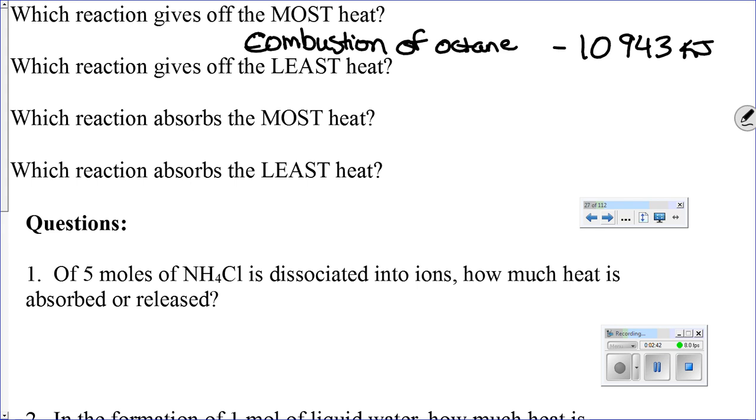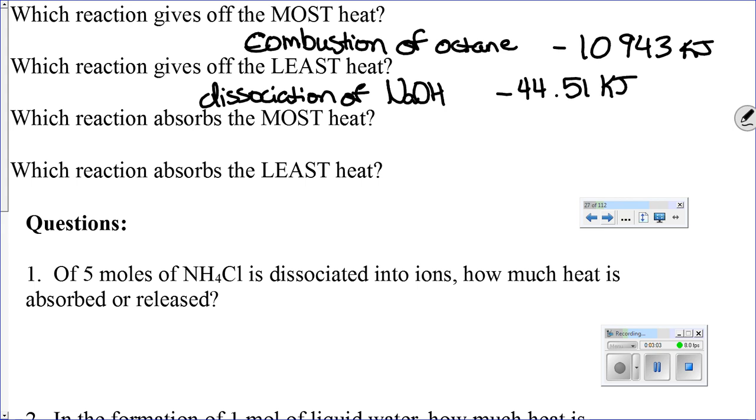The reaction that gives off the least heat is the dissociation of sodium hydroxide. That's a little bit up from the bottom, maybe about 6 up from the bottom. And that's got a value of negative 44.51 kilojoules, which is the smallest negative number.